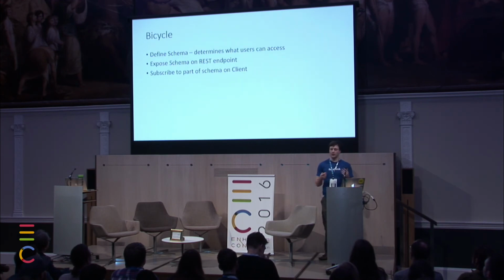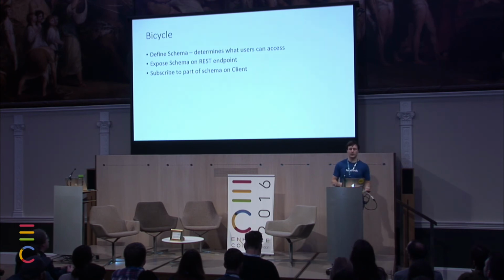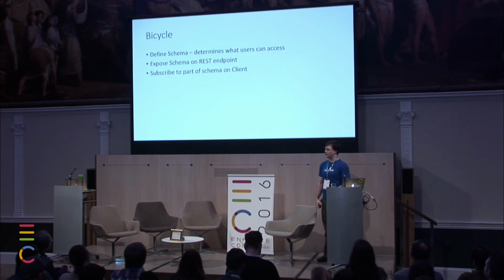So with that in mind, I've built a library that implements this, that provides these kind of guarantees, and it's called Bicycle. I'm not necessarily recommending you use this. It's just a prototype, really, and I'm only using it on a few small hobby projects. But Bicycle lets you define a schema in a fairly declarative way, and then expose that schema on a REST endpoint. And then from the client, it lets you subscribe to parts of that schema.